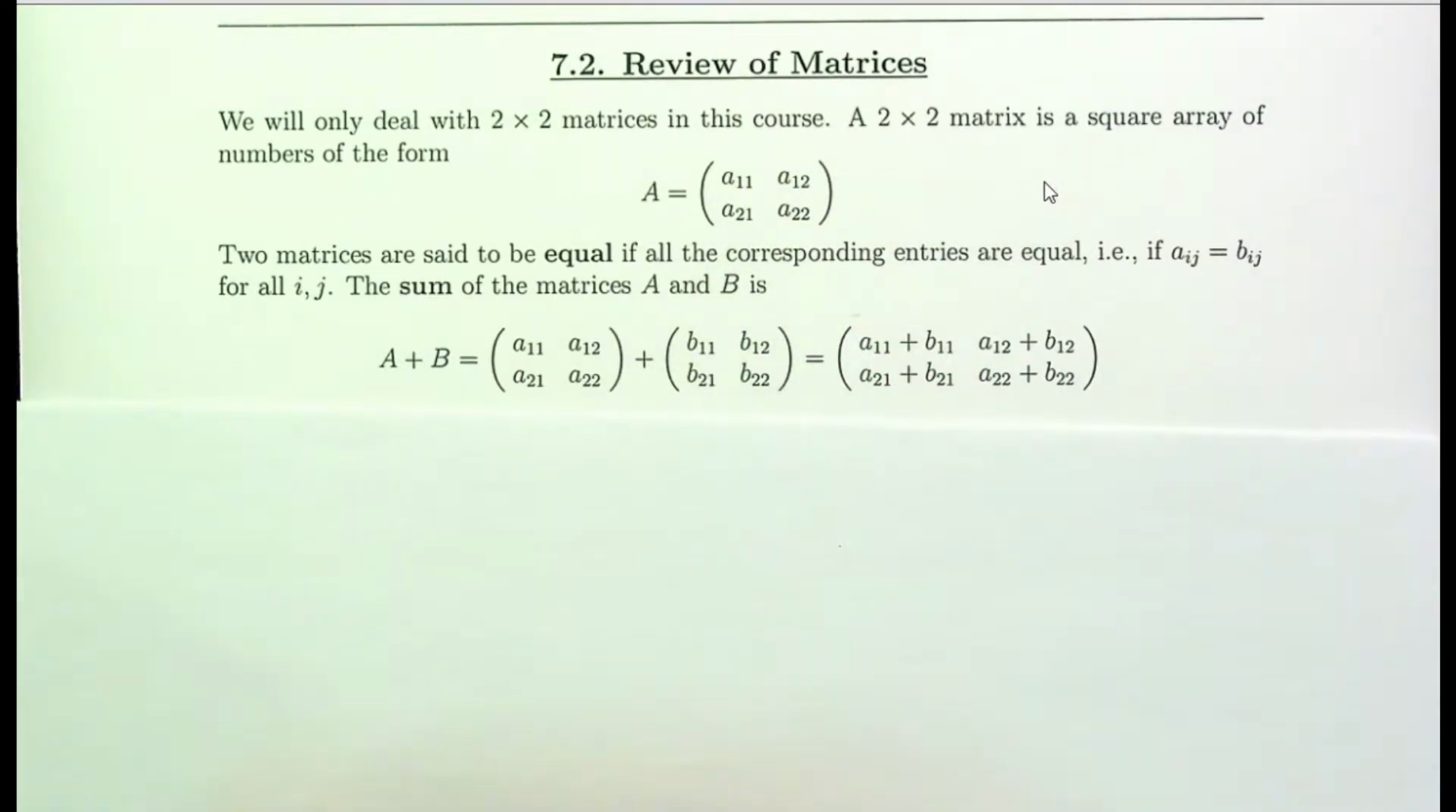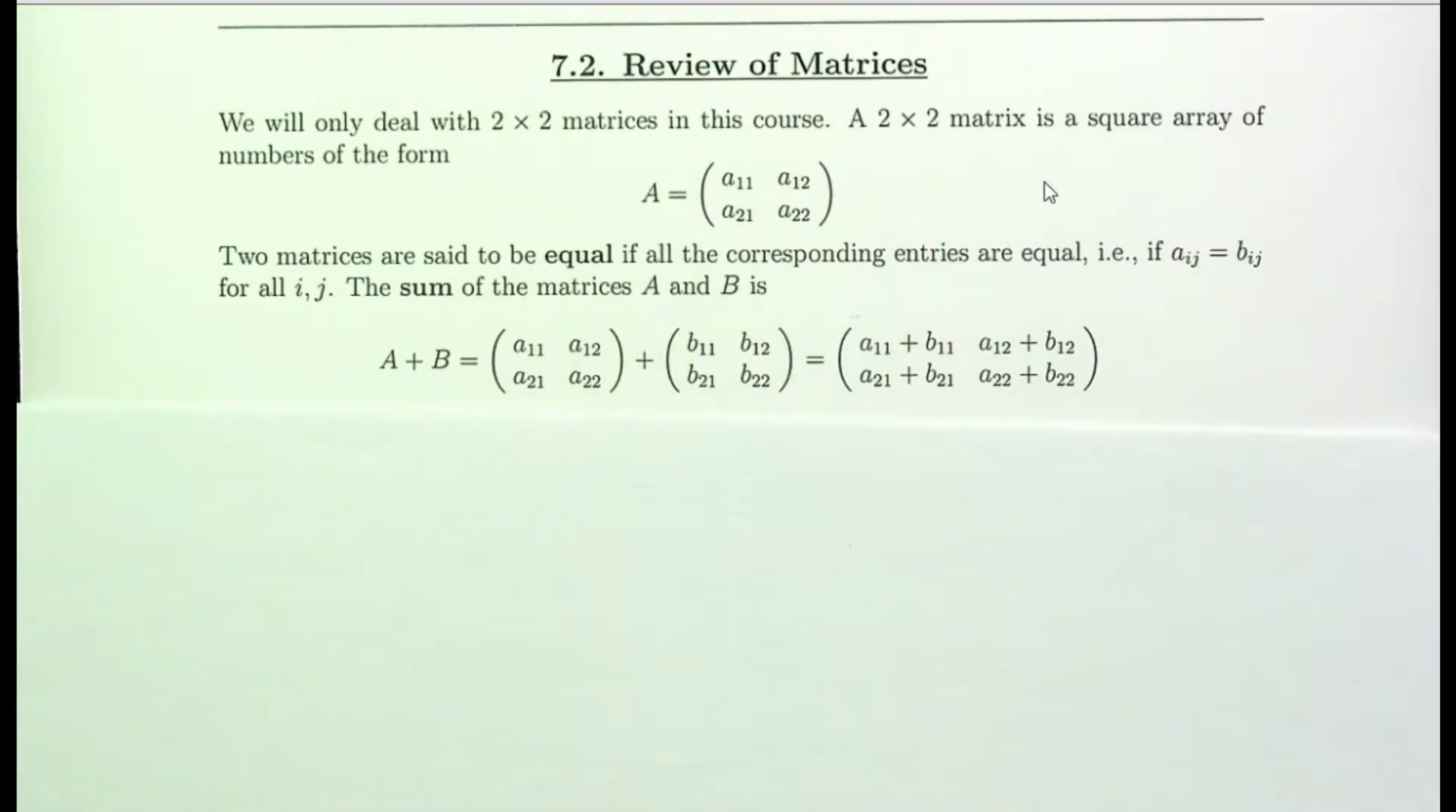Some people like to use parentheses around the array. Some people like to use square brackets. Doesn't matter. So two matrices are going to be called equal if every single number is the same. So if you have another matrix, and every single entry is the same, and these numbers over here are called the entries, then the matrices are the same.